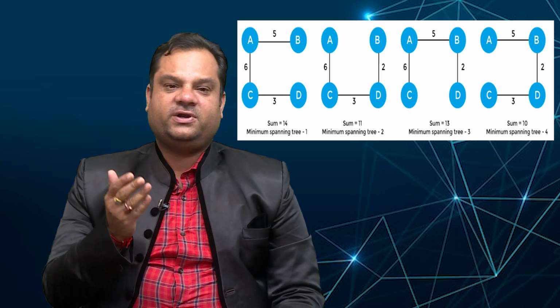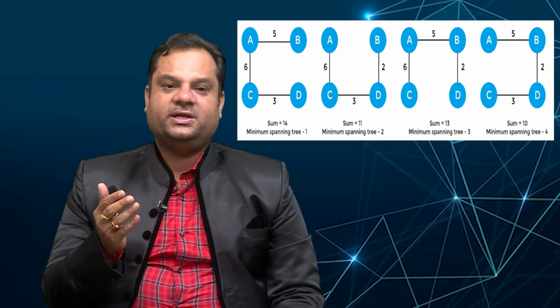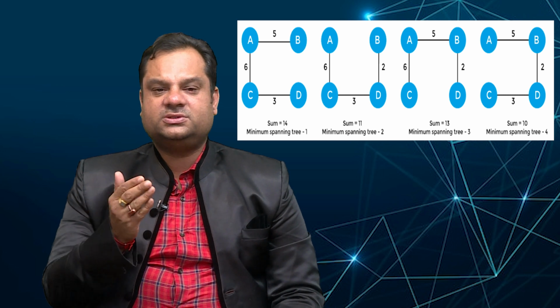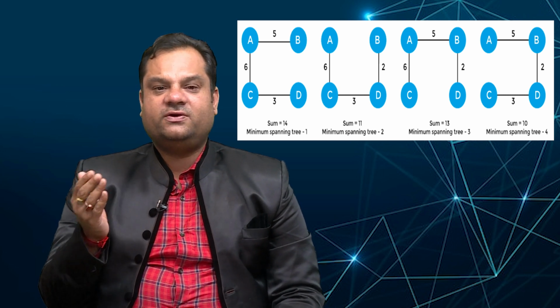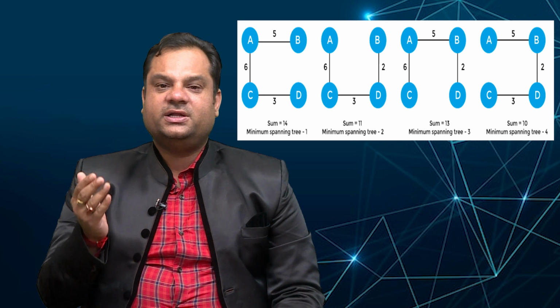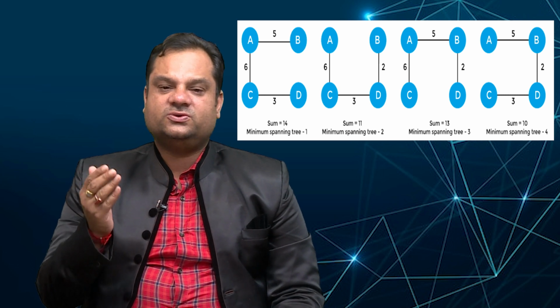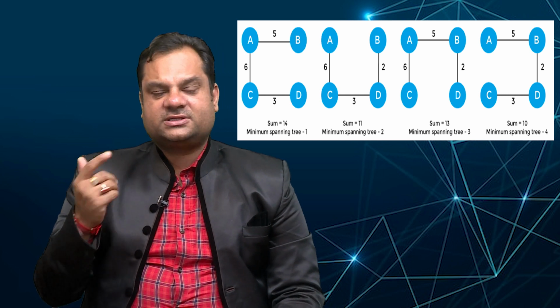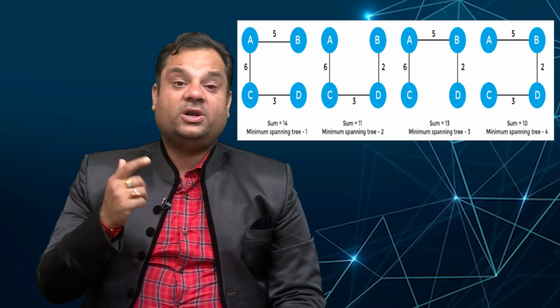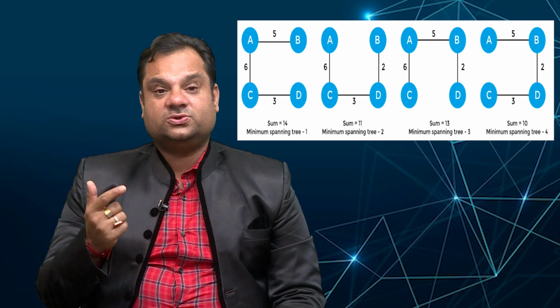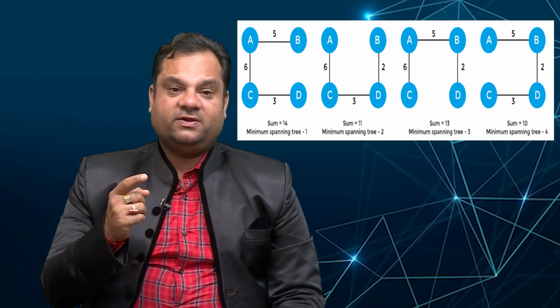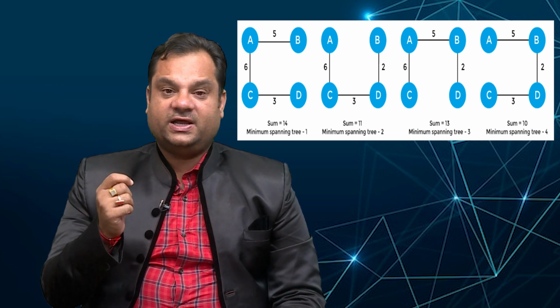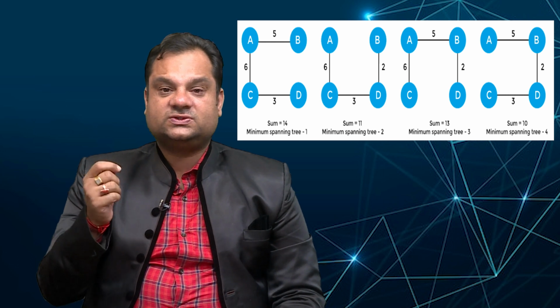In the first one we disconnect B to D. For the second one we disconnect A to B. Third one, we disconnect C to D. Then the last one, we disconnect A to C. These are the maximum possibilities. When disconnecting one by one, we have to calculate the sum of weights also. In the first one the weight is 14, then the next one is 11, the third one is 13, and the last one is 10.